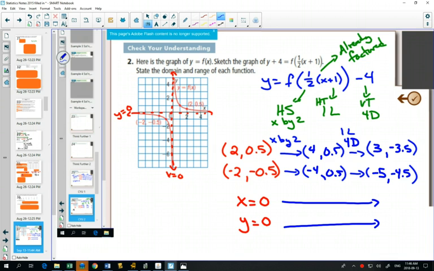So the fact that I started with x equals 0 and I moved 1 to the left means my asymptote's going to get changed to x equals -1. And the fact that I started at y equals 0 and moved it 4 down means that my asymptote is going to get changed to y equals -4.